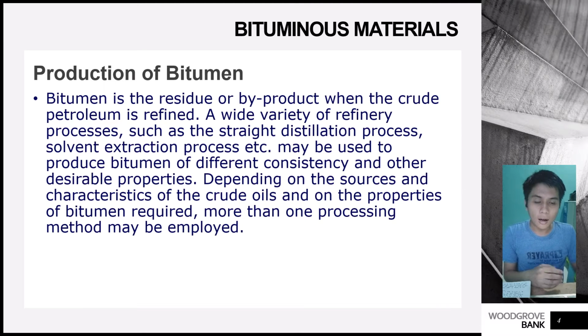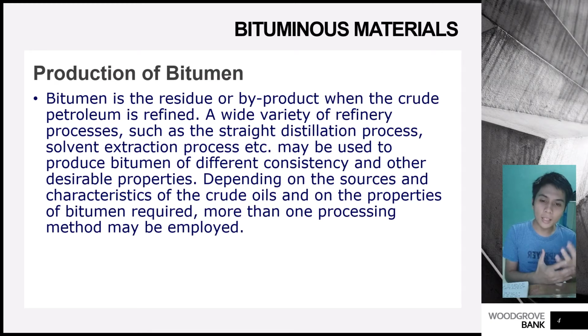And how is bitumen produced? Bitumen is the residue or byproduct when crude petroleum is refined. A wide variety of refinery processes, such as the straight distillation process, solvent extraction process, and others, may be used to produce bitumen of different consistency and other desirable properties, depending on the sources and characteristics of crude oils and on the properties of bitumen required. More than one processing method may be employed.